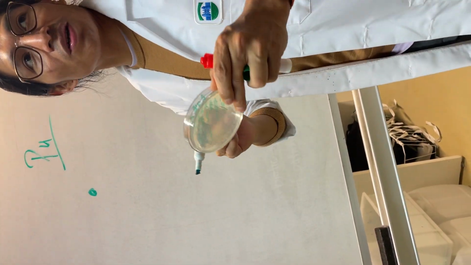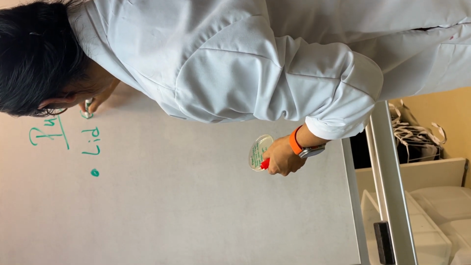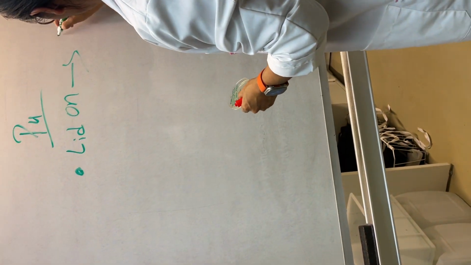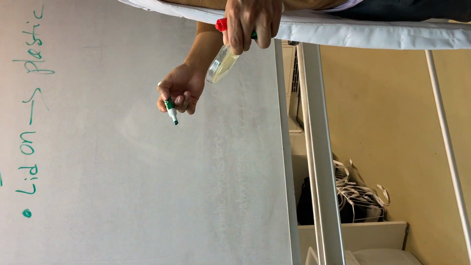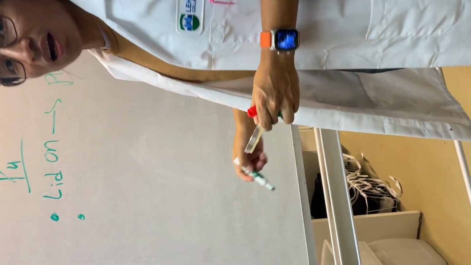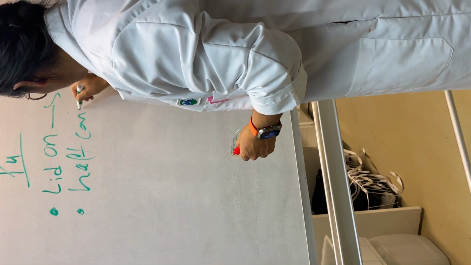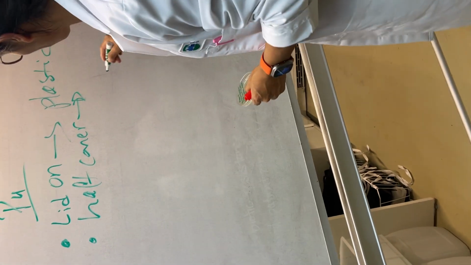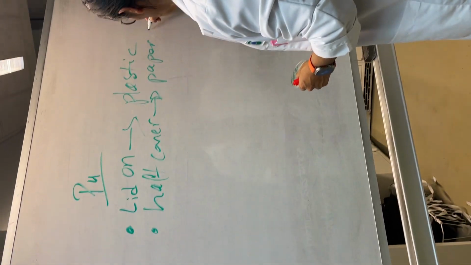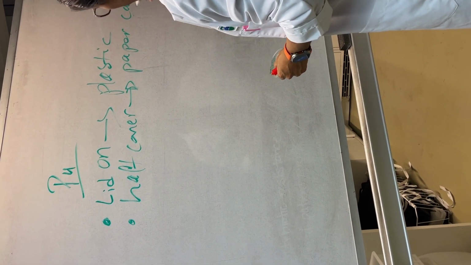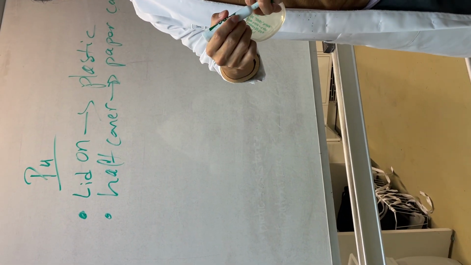The first thing I need to know is, when I said lid on, I want to say lid on, and this one is equal to plastic. Yes? Can we agree on this? The next thing you say is half cover, right? Yes. So I put in here half cover, with the paper. And the cover is the paper card. I believe it's an index card, but it's a paper card.